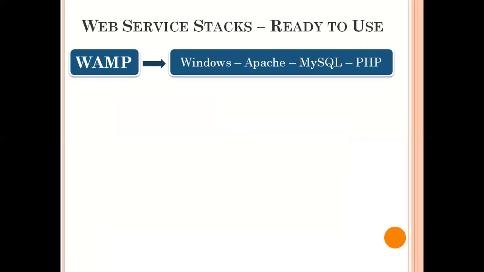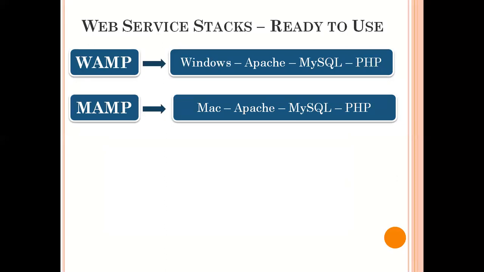So we have so many web service stacks, as I told earlier. One is WAMP. If you are using Windows, we need WAMP. WAMP is a combination of Windows, Apache as the web server, MySQL as the database, and PHP as the scripting language. In case you're using Mac OS, the OS will be Mac with Apache, MySQL, and PHP, and this is another kind of web service stack.